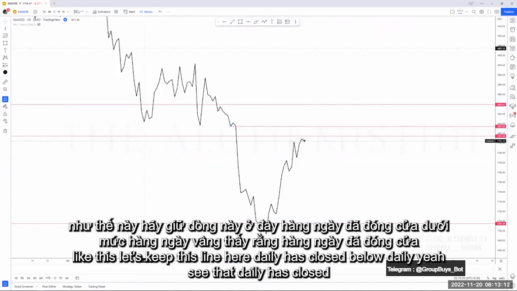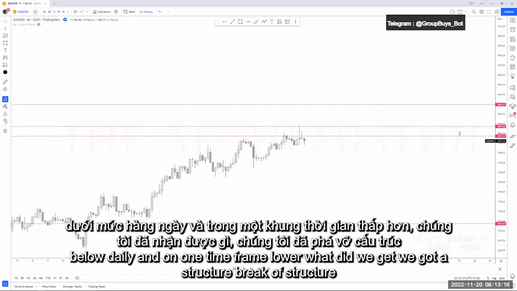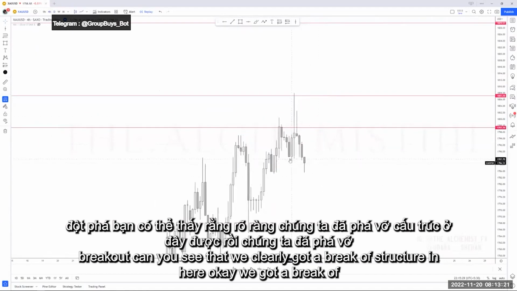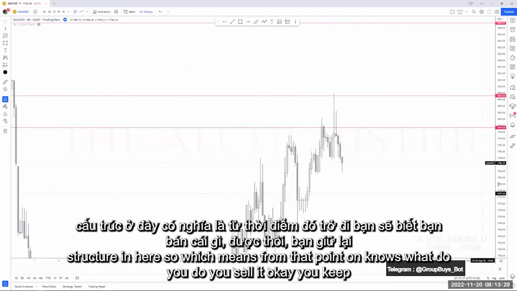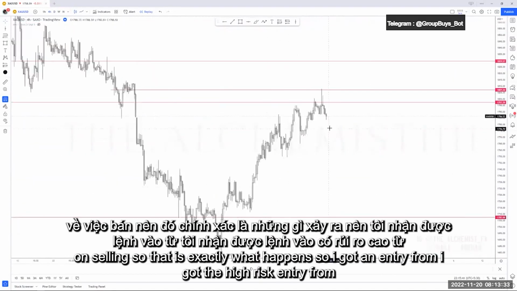See that? Daily has closed below daily, and on one time frame lower, what did we get? We got a breakout structure. Can you see that? We clearly got a breakout structure in here. So which means from that point onwards, what do you do? You sell it. Okay, you keep on selling it. So that is exactly what happens.